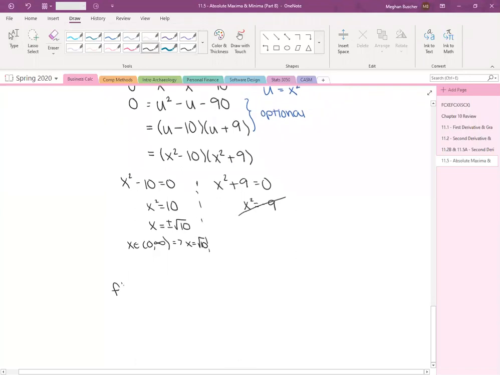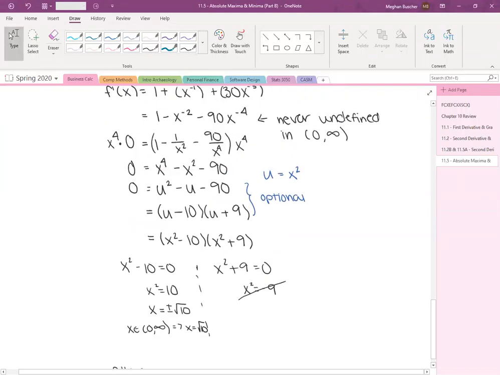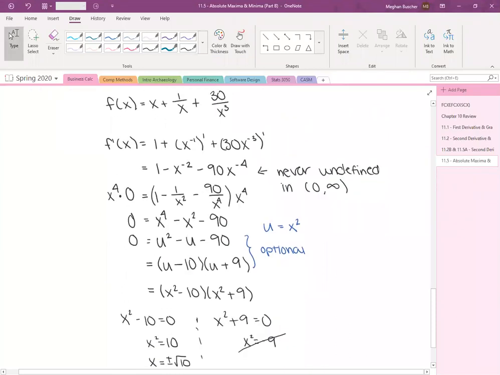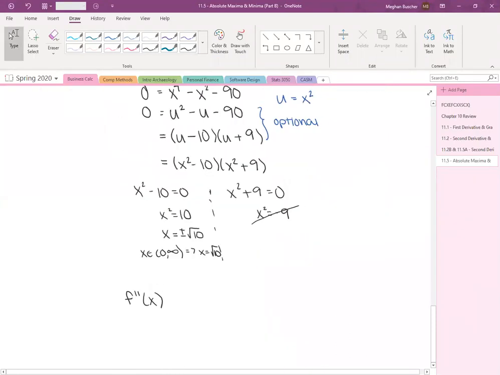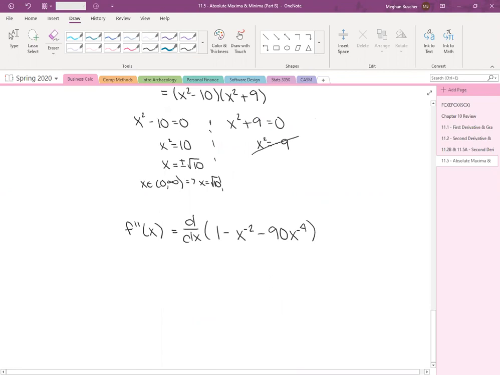So we're going to look at the second derivative. I'm going to go back up to this and rewrite it back into this form to take the derivative. So we take the derivative of 1 minus x to the -2 minus 90 x to the -4. The 1 will just go to 0, and then we should have 2x to the -3 plus 360 x to the -5. And then I'm going to rewrite that back into fractions for easier calculations.